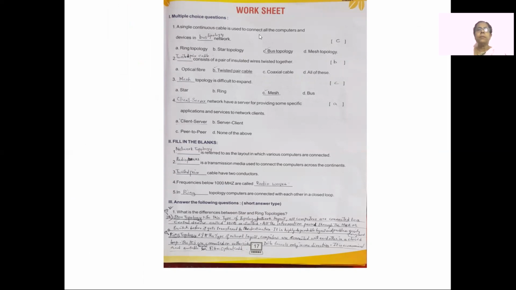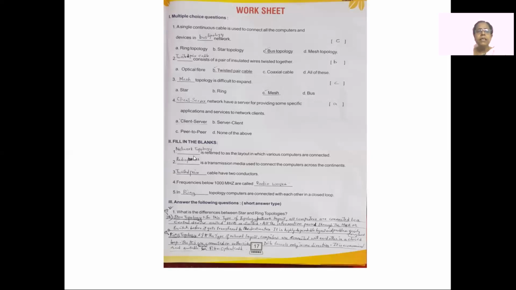A single continuous cable, which type of layout is it? It's a bus topology. And here you have pairs of insulated wires that are twisted. I just now told you, it's the twisted cable. The topology which is very difficult to expand is mesh topology. And a client to server network has a server for providing specific applications and services for the network clients only. So it's client to server.